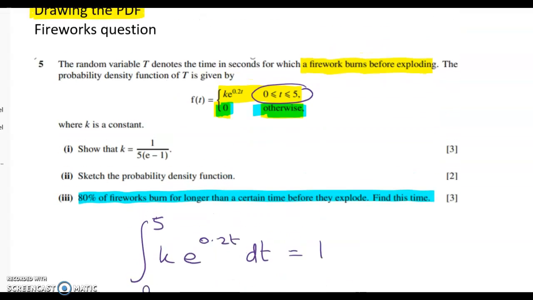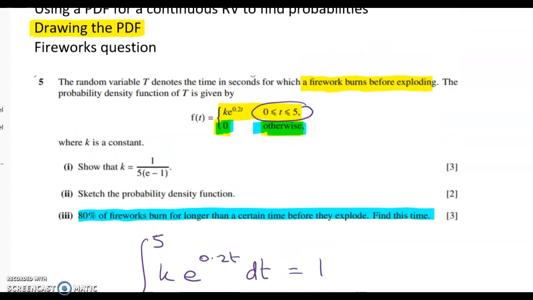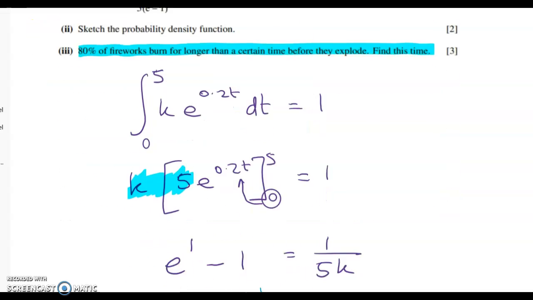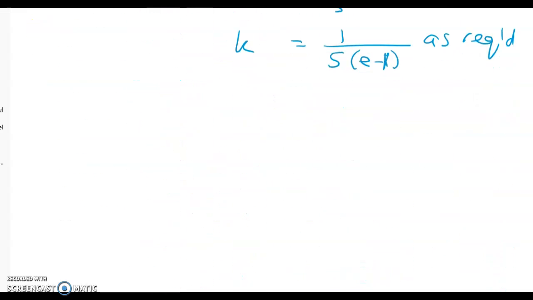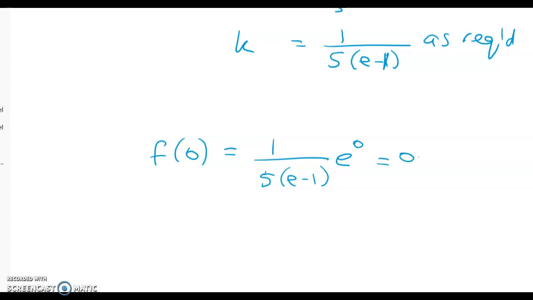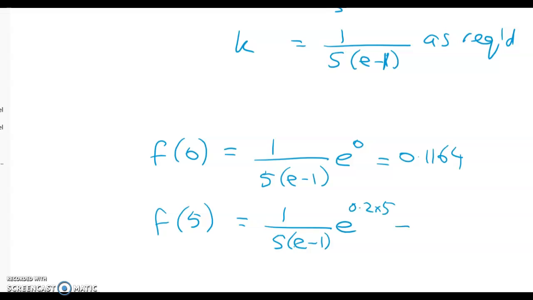Now let's have a look at how we're going to sketch the graph. We can see that it's an exponential. We don't have to put numbers on, but I think it's probably safest if you do work out a couple of endpoints. So f at 0 is going to equal 1 over 5e minus 1 times e to the power of 0. So that's equal to 0.1164. And f of 5 is going to equal 1/5 times e minus 1 times e to the power of 0.2 times 5, which is 1. So that gives me 0.316.